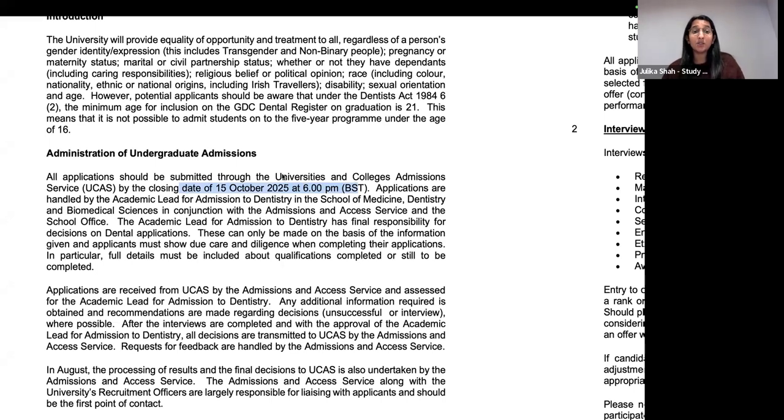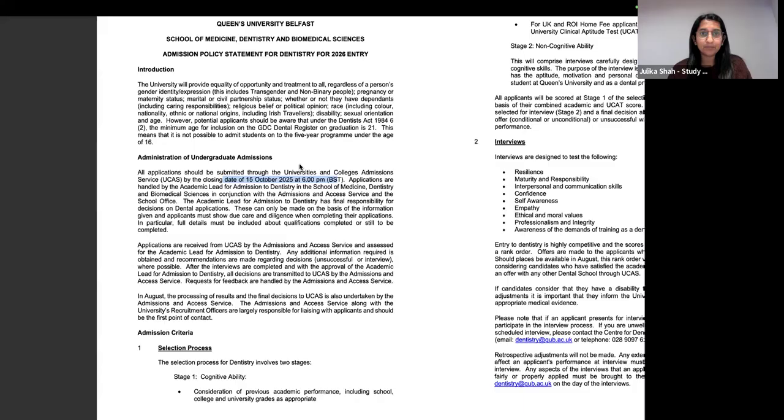We always advise to submit your UCAS application early rather than leaving it too late. When I was doing my UCAS, I submitted mine, I think, at the end of September. Your school might have its own deadline requirement, so make sure you have a look at that so you know when your internal deadlines might be.